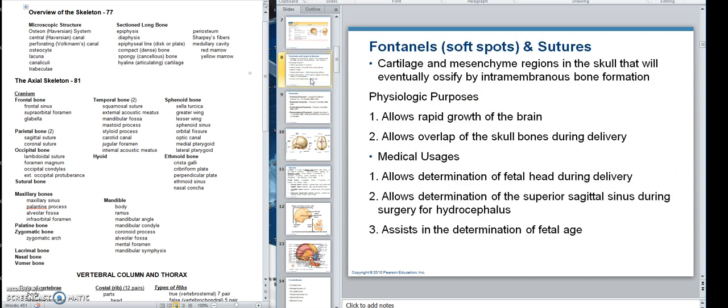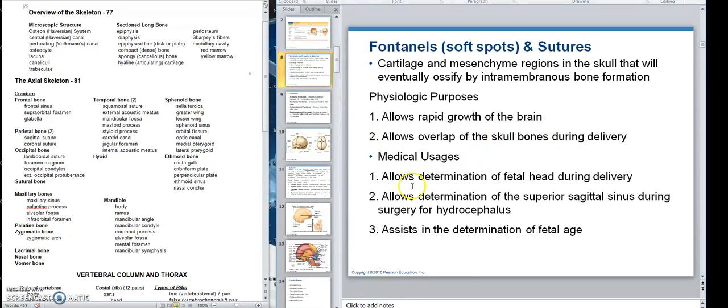Let's speak on the physiologic purpose of the fontanelles and sutures. It allows rapid brain growth, because the brain is growing real big. When you deliver a kid, if you get a chance to, I'm OBGYN, you'll find the head is quite big, and generally the head comes out first. It allows overlap during delivery. In other words, the head is so big that the mouth of the cervix won't let it out unless the skull bones slightly overlap, and they would overlap at these suture areas.